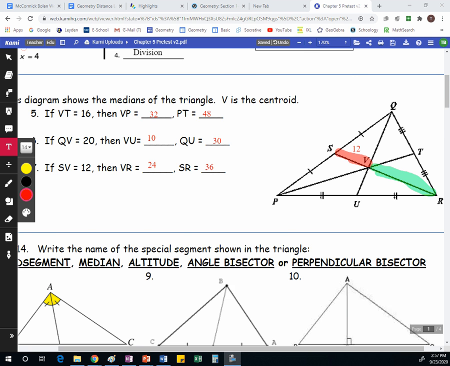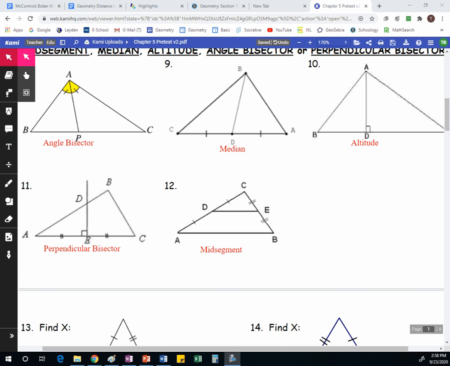For the next section, and expect to see some of this on your test as well, we're looking to identify the special segments we see in the triangle. You have to look at what marks are there. In the first problem, we have marks showing that this angle up here on A is broken up into 2 angles, and they're the same measure. The angle is cut in half. There's nothing about the sides or a right angle, but the angle is cut in half means it's an angle bisector.